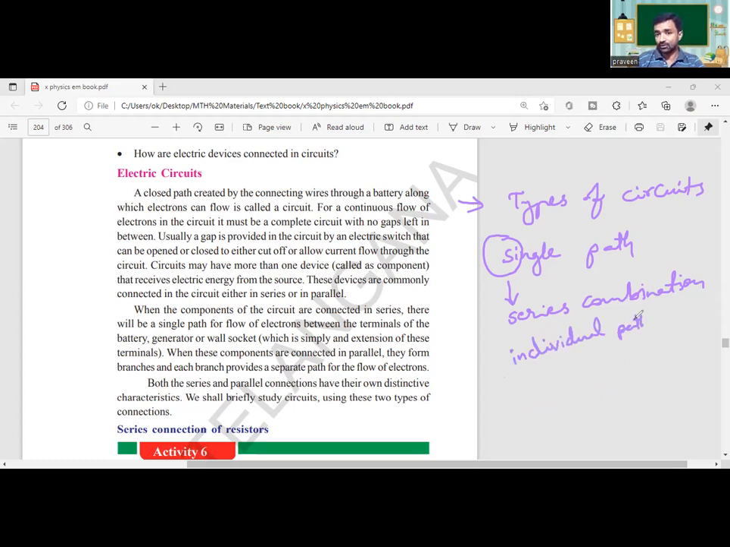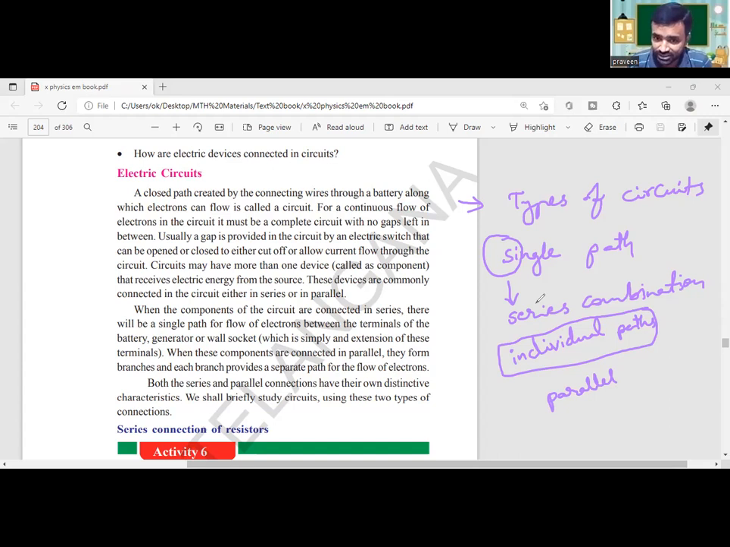Maintaining individual paths. So here, if you maintain individual paths from the battery, then they are said to be in a parallel combination, right? Parallel combination. So simply, I am giving you one keyword to remember, or two keywords for identifying the circuits. This keyword helps you to identify the circuits.